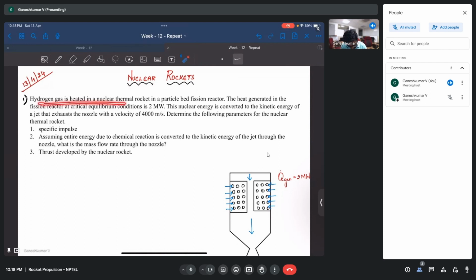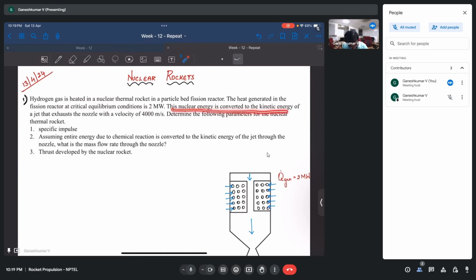The hydrogen gas is heated in a nuclear thermal rocket in a particle bed fission reactor. The particles here are basically the nuclear pellets: enriched uranium or plutonium, whatever the nuclear isotope is, that is taken as a particle, as a pellet, and it's arranged as a fission reactor. The heat generated in the fission reactor at a critical equilibrium condition is 2 megawatts. So the total heat generated by this nuclear reactor is 2 megawatts.